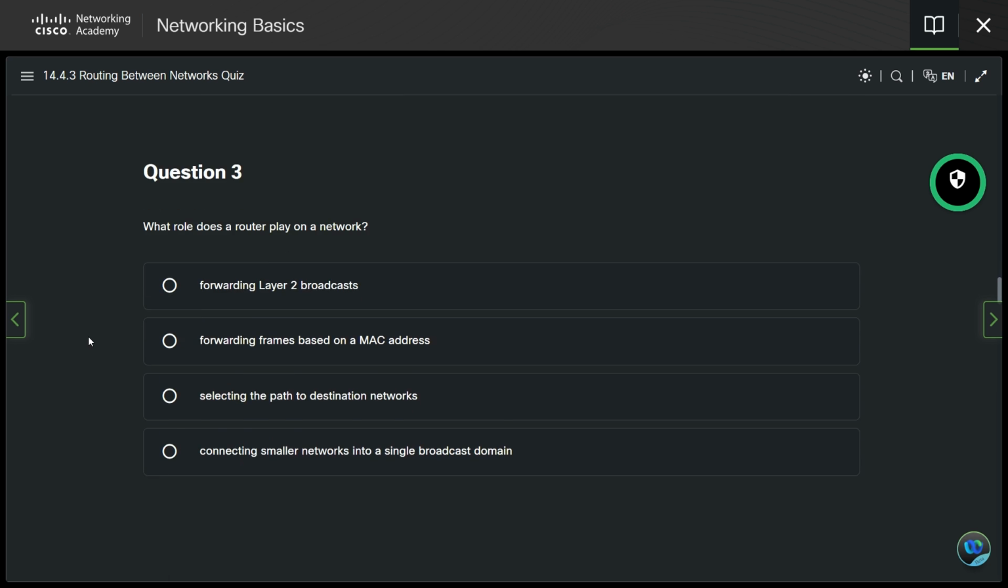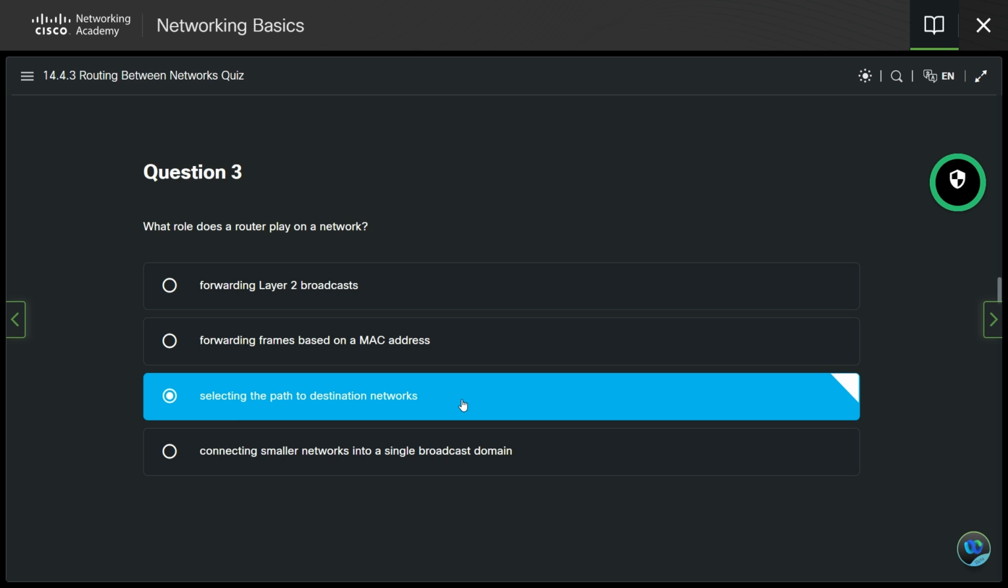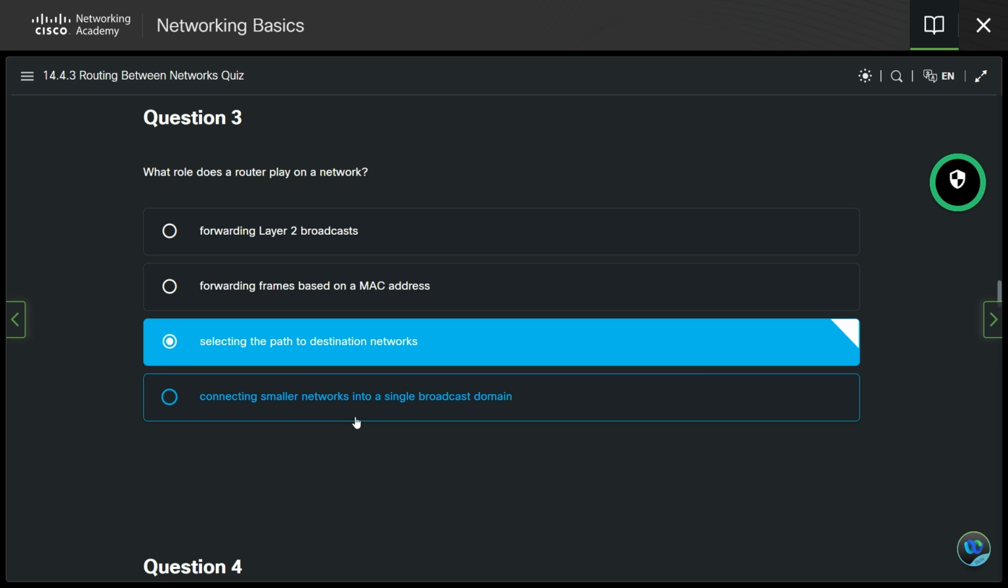Okay. Question 3. What role does a router play on a network? Forwarding Layer 2 broadcasts? No. Forwarding frames based on a MAC address? No. Selecting the path to the destination network? Connecting smaller networks into a single broadcast domain? No.